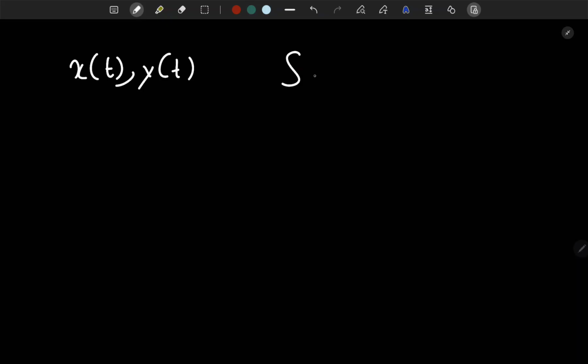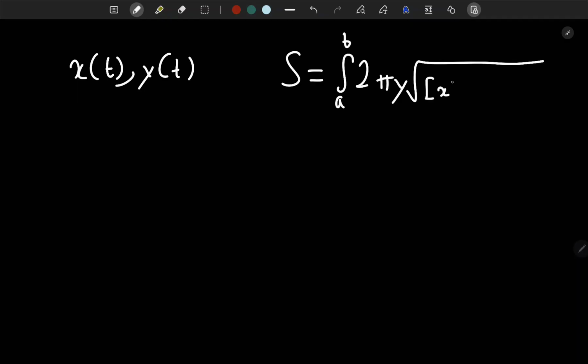S, capital S, is the surface area, is equal to the integration from a to b of 2 pi y, which is the function itself, times the radical. Now this is where it gets a bit tricky. So it's going to be x prime squared plus y prime squared, and it's going to be in terms of dt. And this one we are integrating around the x-axis.